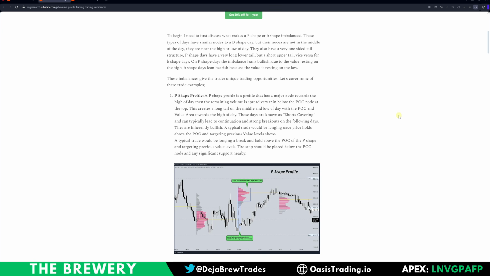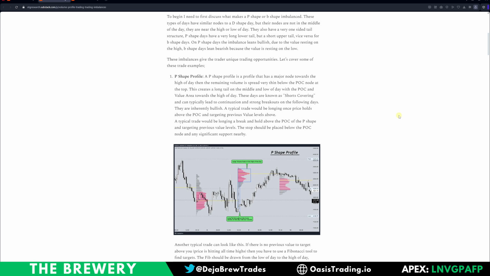These days are known as short coverings and typically lead to continuation and strong breakouts on the following days. They are inherently bullish. A typical trade would be longing once the price holds above the POC and targeting previous value levels above. Also, a typical trade would be longing a break and hold above the POC of the P-shape and targeting previous value levels.